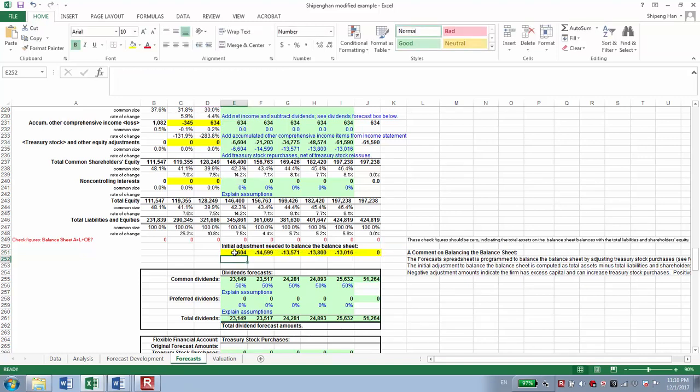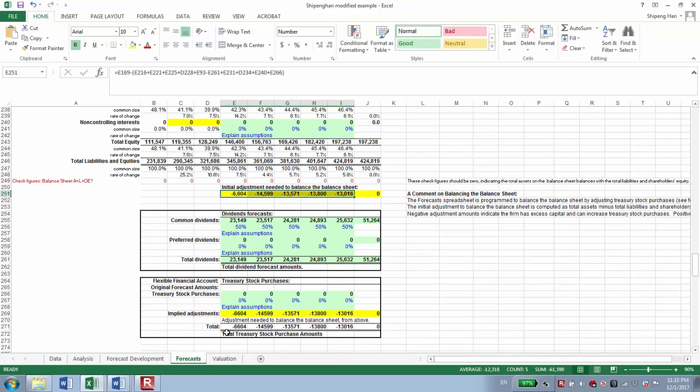Actually, as I said, most of the time the balance sheet is not balanced, so we should make the adjustments, because the Excel uses the treasury stock as a flexible account. Actually, see the difference for year plus 1, 6,604, because the real, or forecast, repurchase is 0, right? And we know this number shows the difference between assets and liabilities and the stockholders' equity, right?